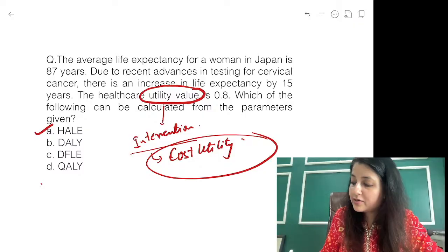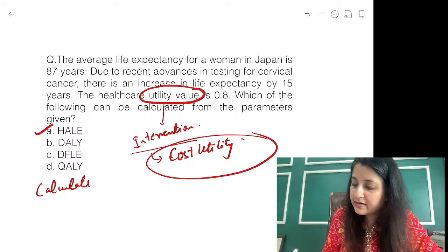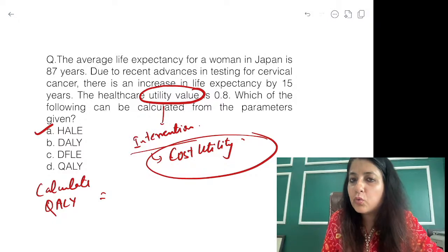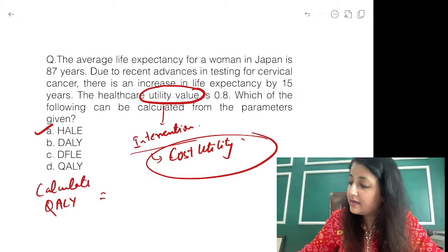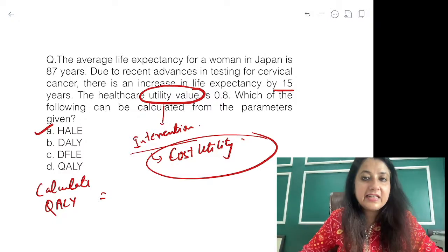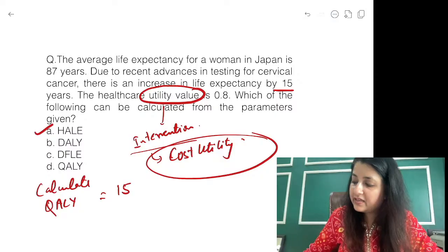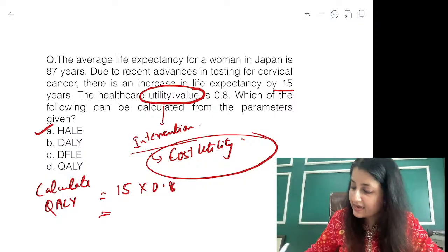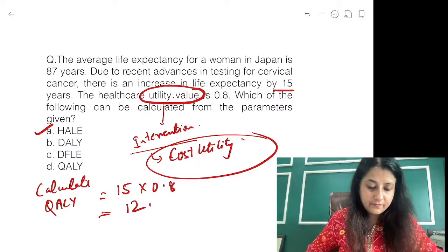Now suppose the question comes here: calculate QALY. Can you calculate it? How will you calculate QALY over here? Not at all difficult. Life expectancy has increased by how many years? 15 years. What is the utility value? 0.8. So what is the QALY? 12. Okay?